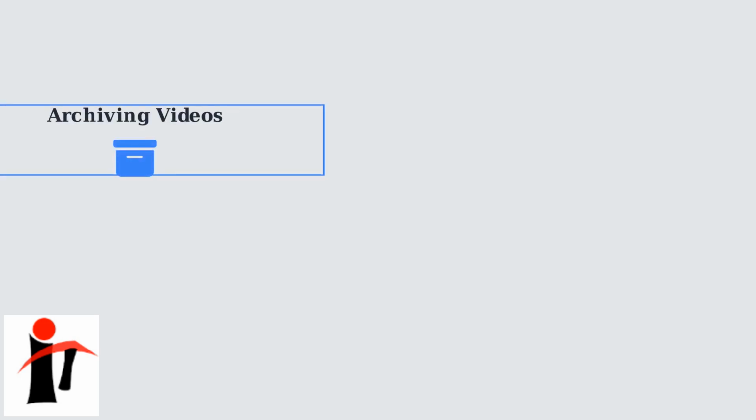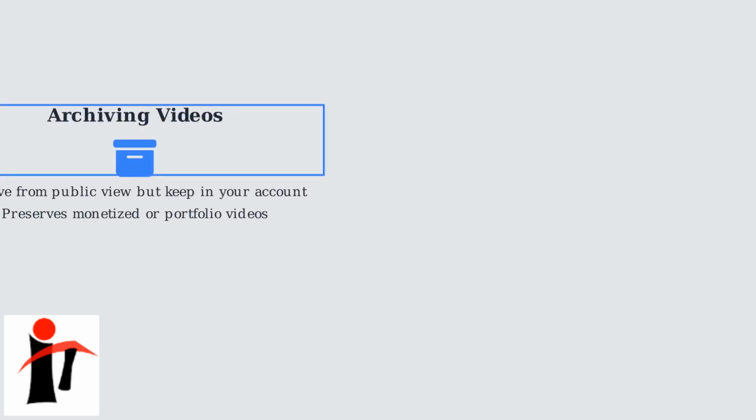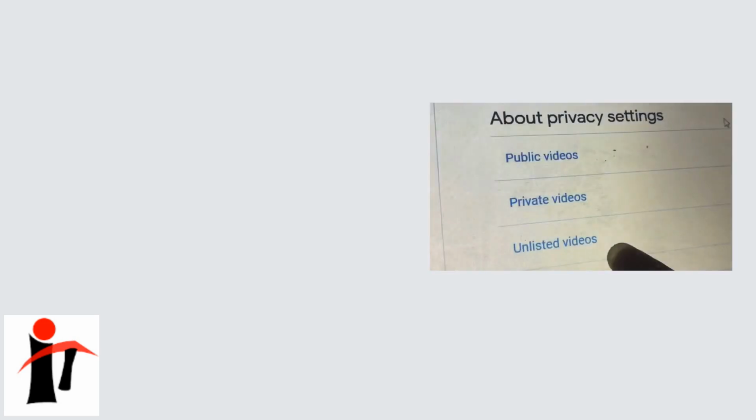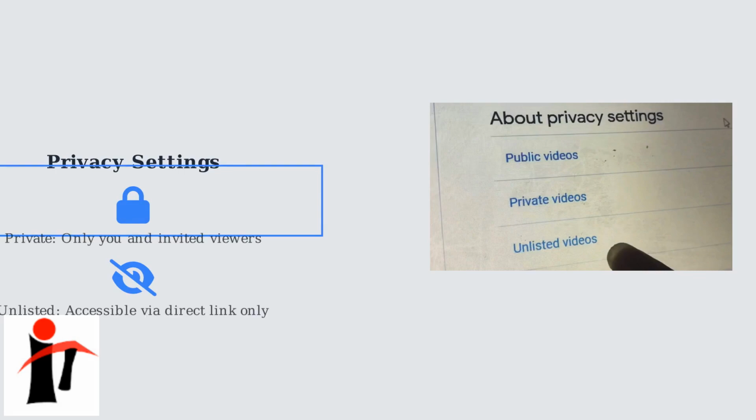Instead of deleting videos permanently, consider archiving them. Archiving removes the video from public view while keeping it safely stored in your Vimeo account. This is ideal for monetized videos or those that are part of your portfolio, as it preserves their value without affecting your SEO. Another alternative is adjusting your privacy settings.